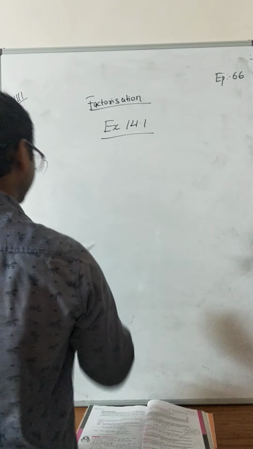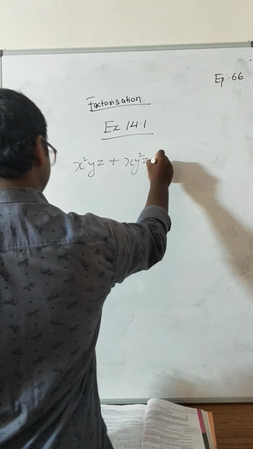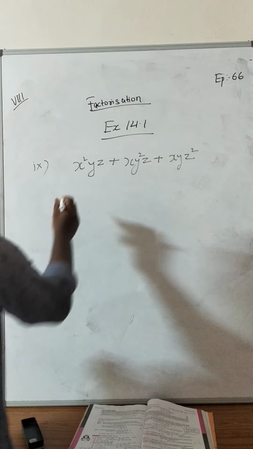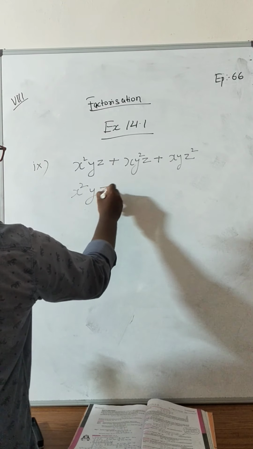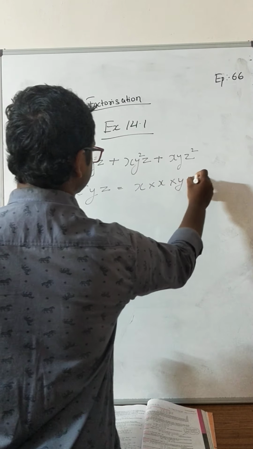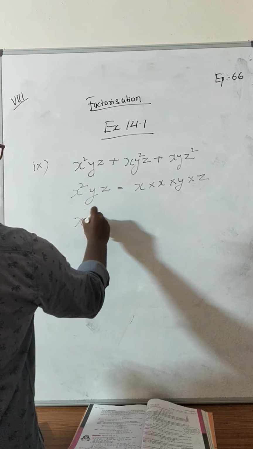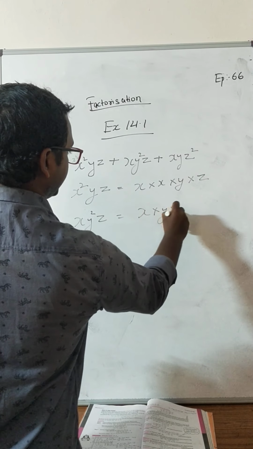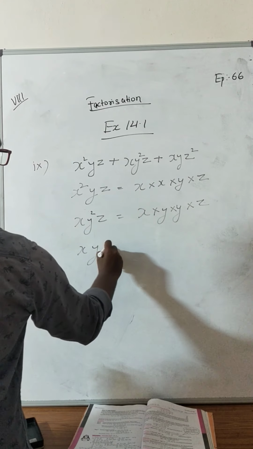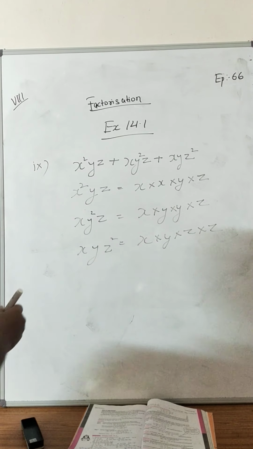In the 9th one, the value is x square yz plus xy square z plus xyz square. Okay. Now here, let's start with the first term. x square yz is nothing but x into x into y into z. Now the second term, xy square z, is nothing but x into y into y into z. The third term, xyz square, is nothing but x into y into z.